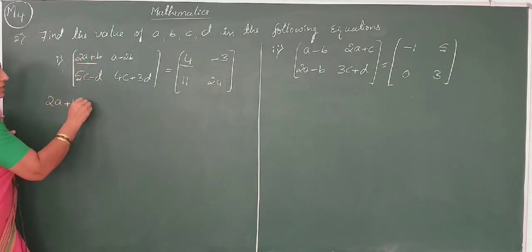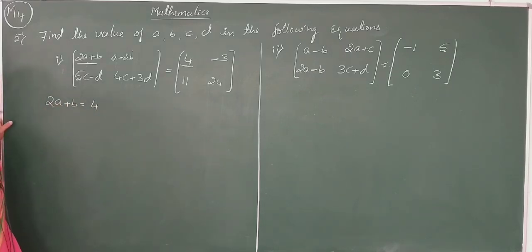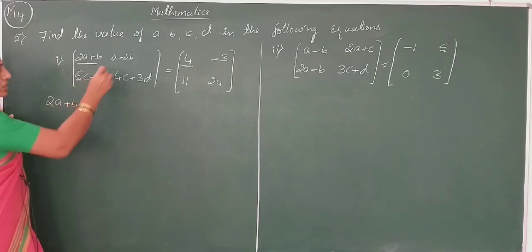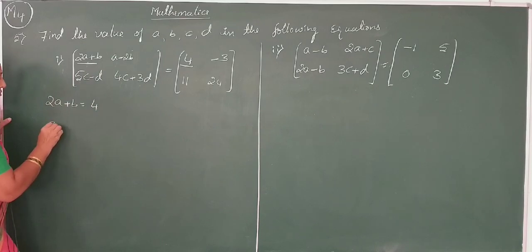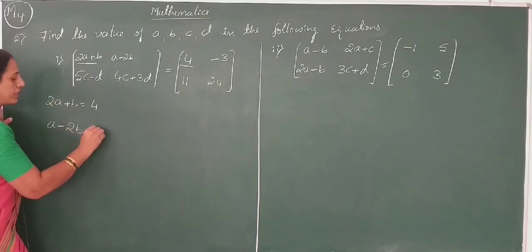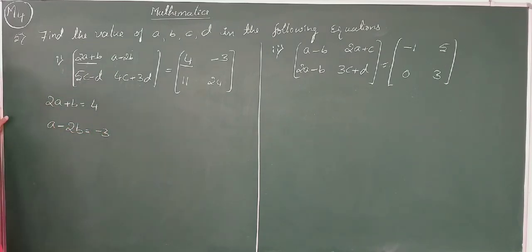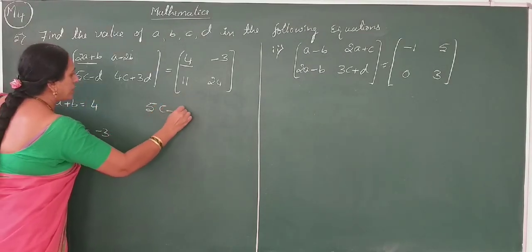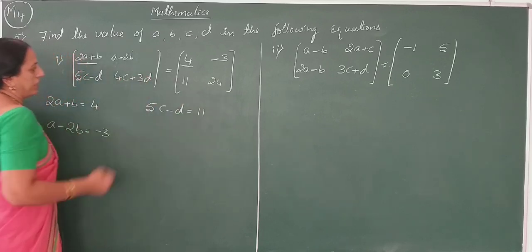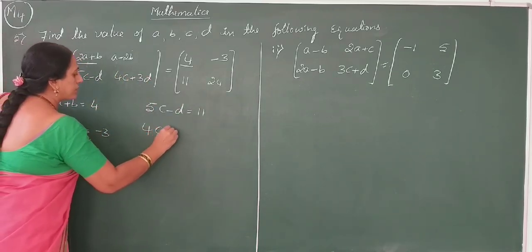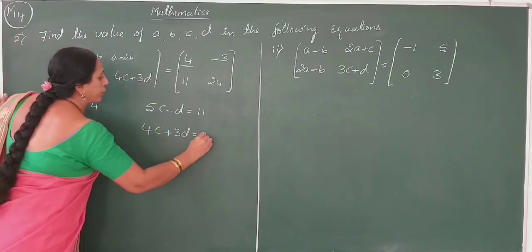2a plus b is equal to 4. It is one equation with two variables. Similarly, the second one is a minus 2b is equal to minus 3, which also has two different variables. Next, 5c minus d is equal to 11 and 4c plus 3d is equal to 24.